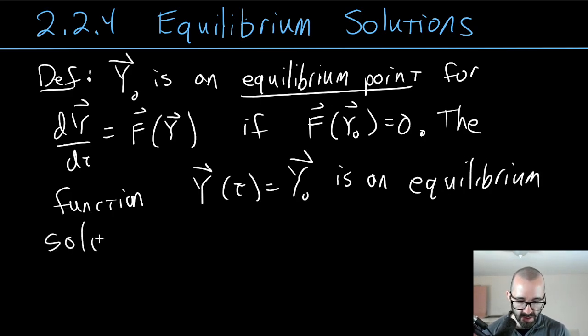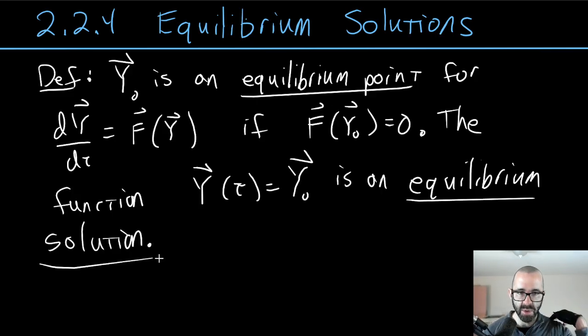All right, so this definition clarifies something that we glossed over a little bit. What's the difference between equilibrium point and equilibrium solution? Equilibrium point is the value, in this case a vector value, whereas equilibrium solution is the function that's equal to that value. Solutions to differential equations, remember, are functions. Anyway, let's get some practice.